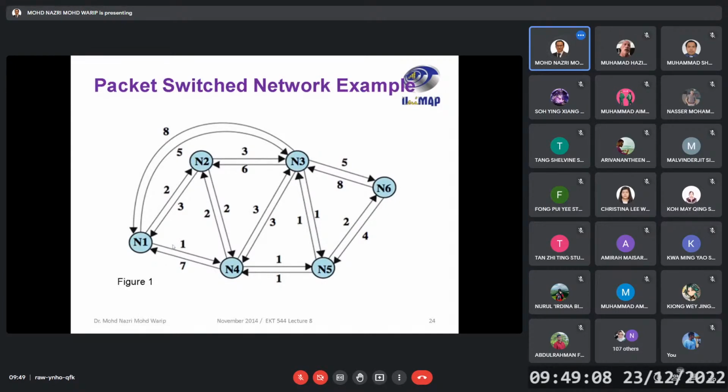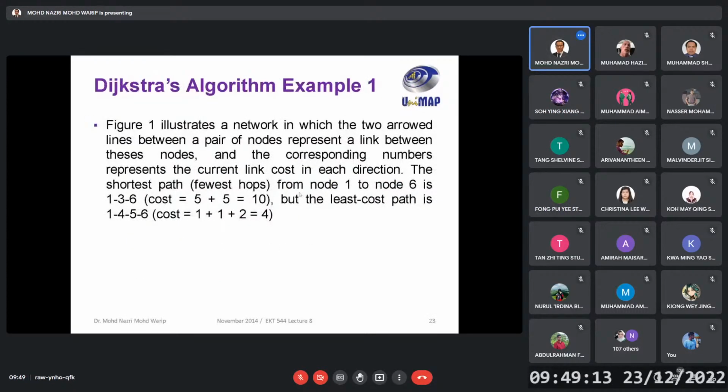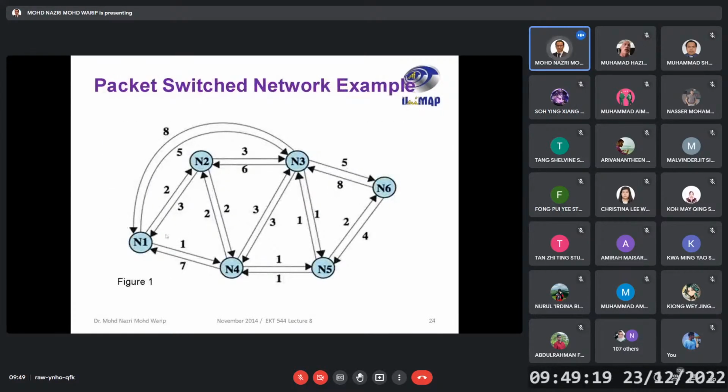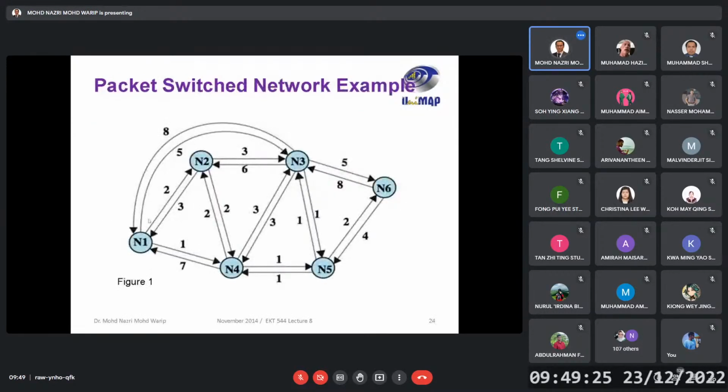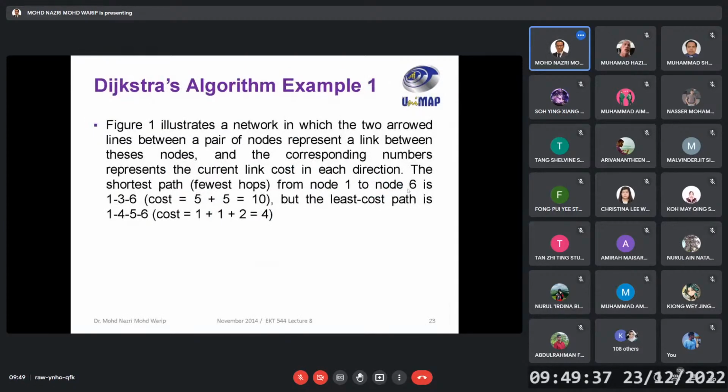1, 3, 6 is the shortest path: 5 plus 5, 10. So this is the shortest path, 136. But the least cost path is 1456: 1, 4, 5, 6. 7 plus 1 plus 4. So it is like that.